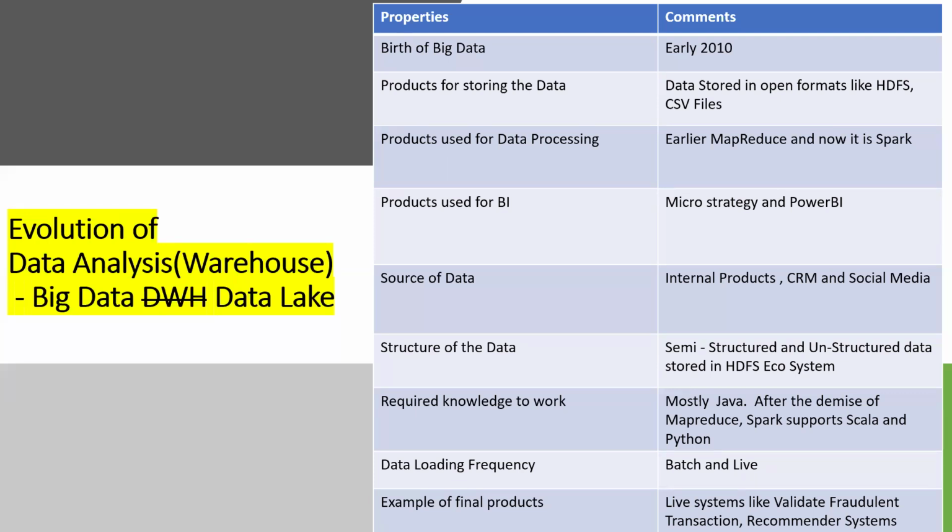And the data loading frequency also became batch and live processing after these big data tools came to the market. After the success of big data lake development, companies also started building real-time applications, for example credit card fraud detection in real time and recommendation engines, which I was talking about. Many different applications also got invented after companies started capturing live streaming data.